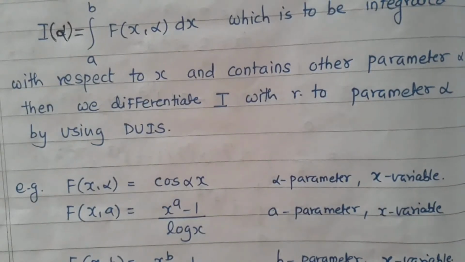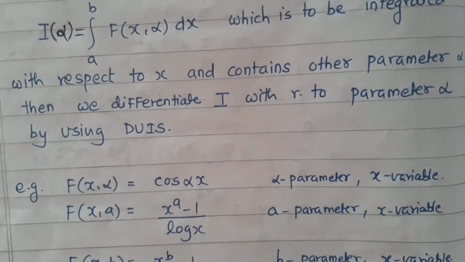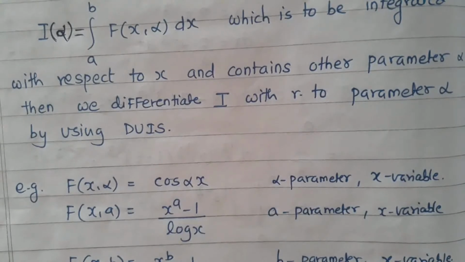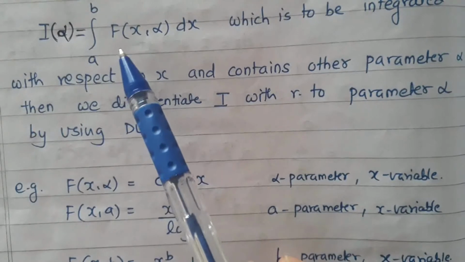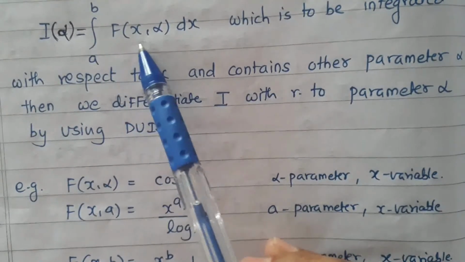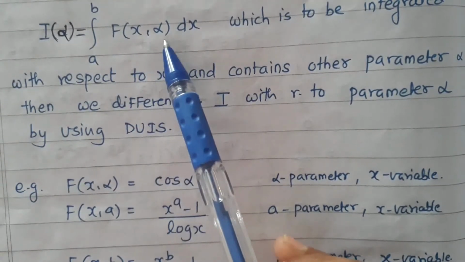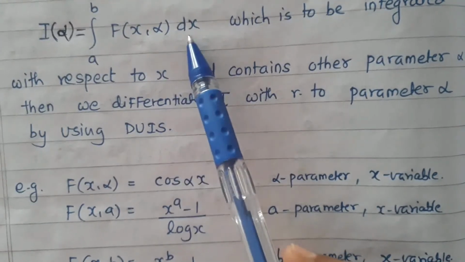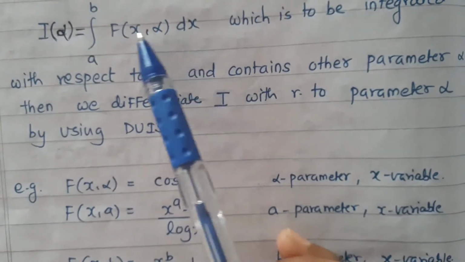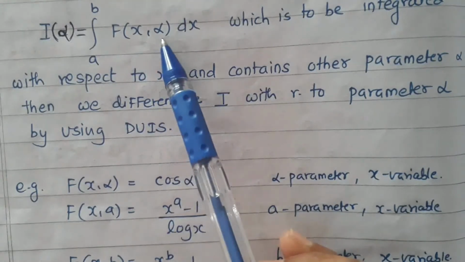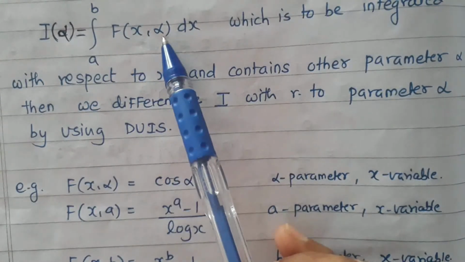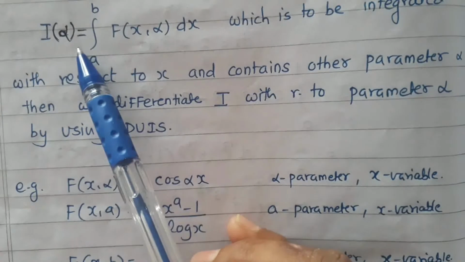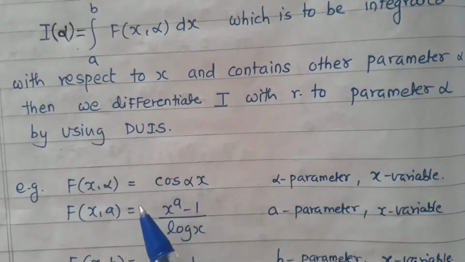To solve the examples on DUIS, we have to use some notations for the integral, which depend on the nature of the function. Suppose the function f of x, alpha is to be integrated with respect to x. Here x is called the variable and alpha is called the parameter. So use the notation for this integral in terms of the parameter alpha, and this is called I of alpha.